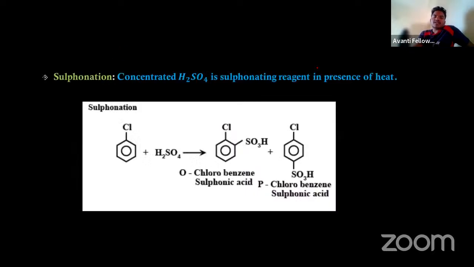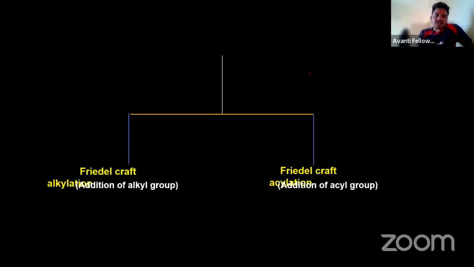Next, sulfonation. Again, same story with sulfonation. We are using H2SO4. We are going to produce sulfonyl aryl chloride, and here para is more stable. Again, same story. Repulsion is the concern.